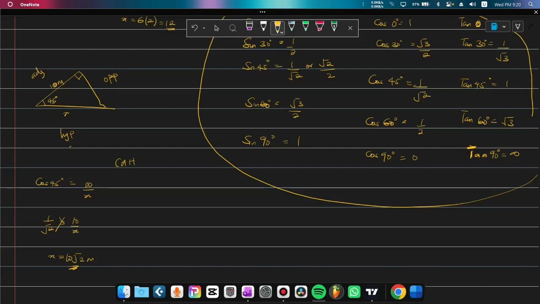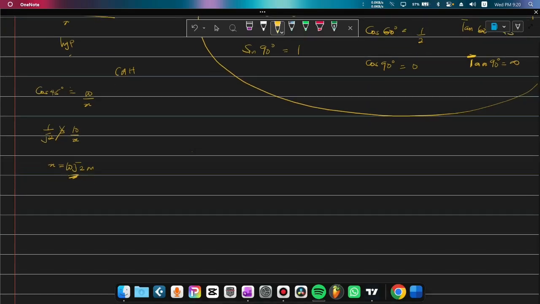Let's do something that has to do with basic trigonometric ratios, and it has to do with something called angle of elevation and depression. This has to do with basic trigonometric ratios. What is elevation or depression?